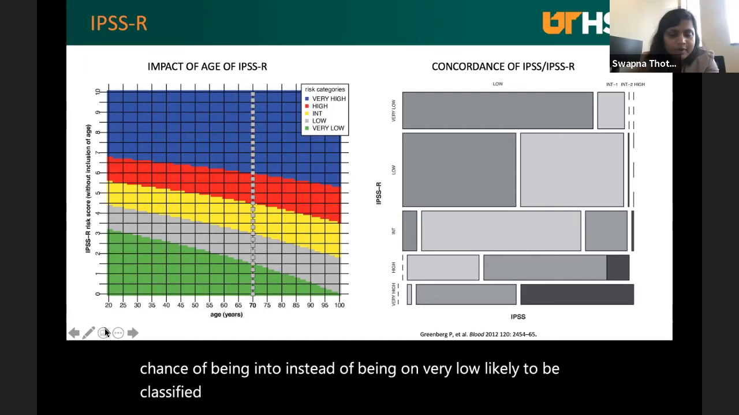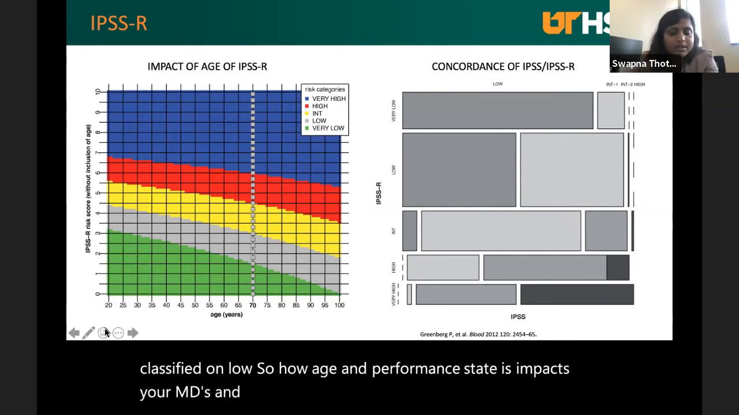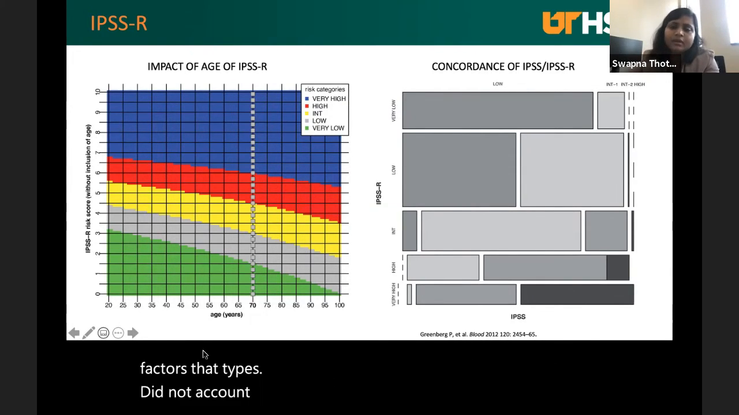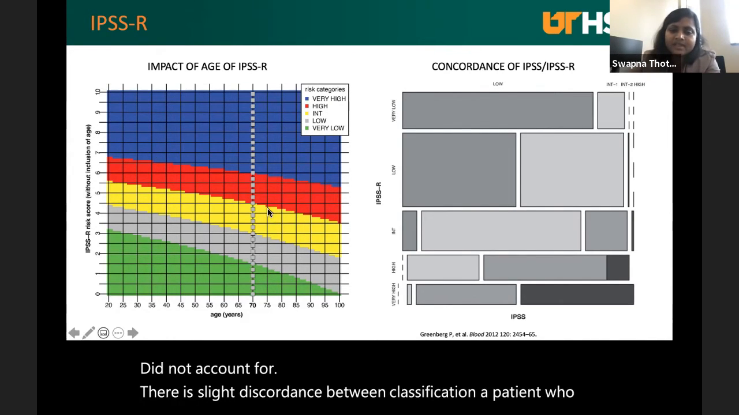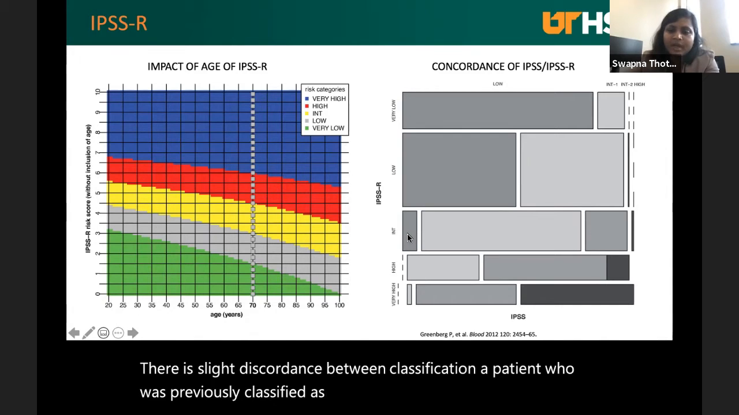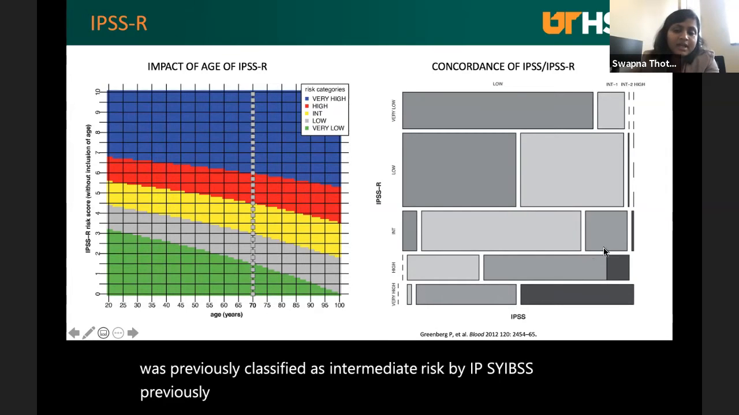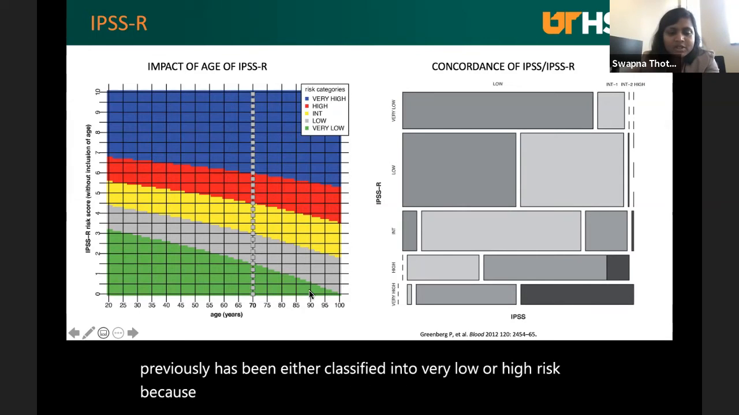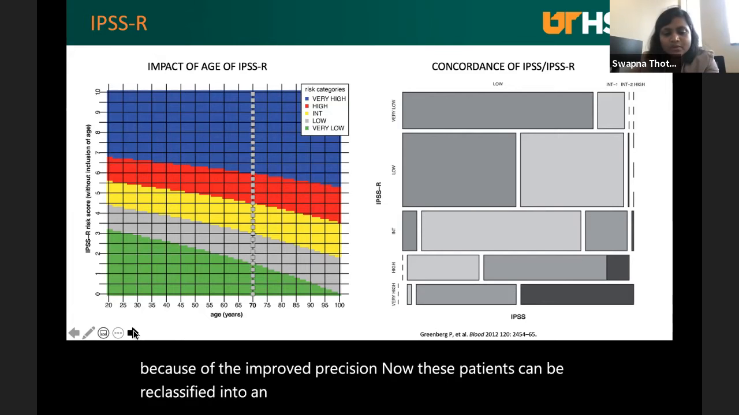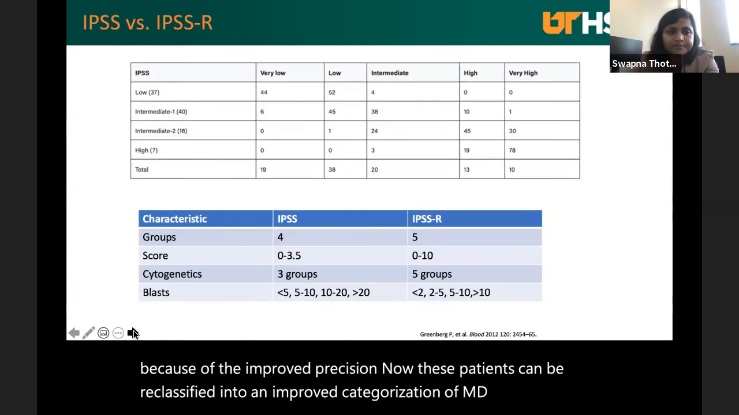So this shows how age and performance status impact your MDS prognosis overall. It accounts for biological factors that IPSS did not account for. There is slight discordance between the classifications. A patient who was previously classified as intermediate risk by IPSS has now been classified into either very low or high risk. Because of the improved precision, these patients can be reclassified into an improved categorization of the MDS prognostic model.